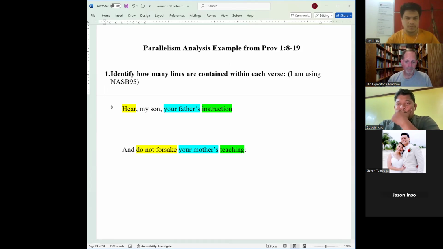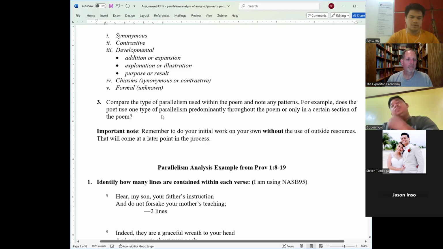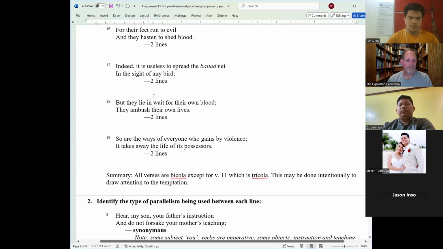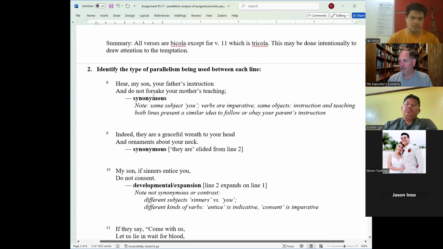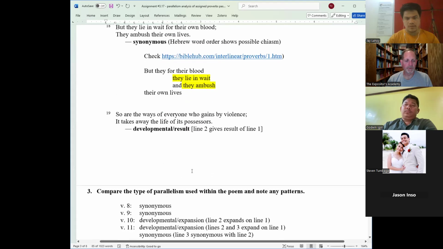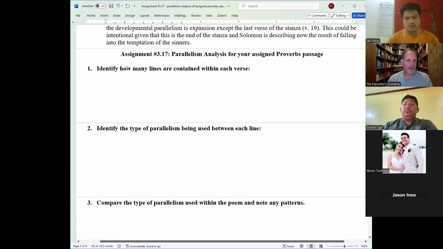But in your assignment, so for example, this is what I mean. In the assignment, notice I have the first step, identify the number of lines, and so I do that. And then the second step, I have identify the parallelism, then we do that. So for the assignment, that's what you'll do for your text. Identify how many lines, and then identify the type of parallelism.